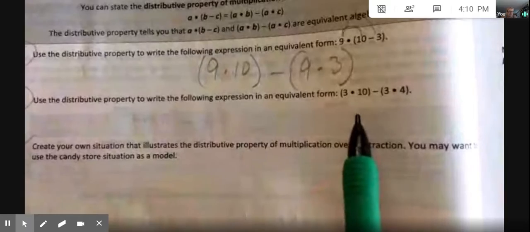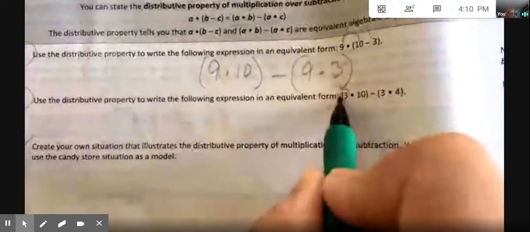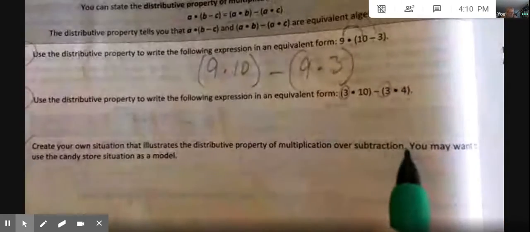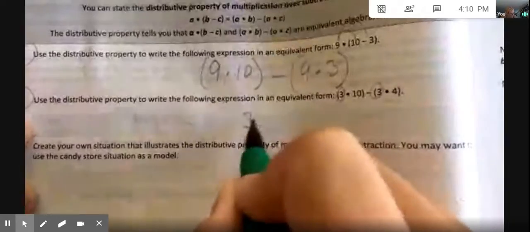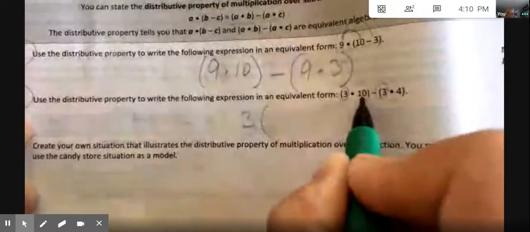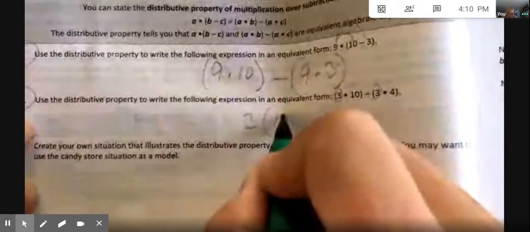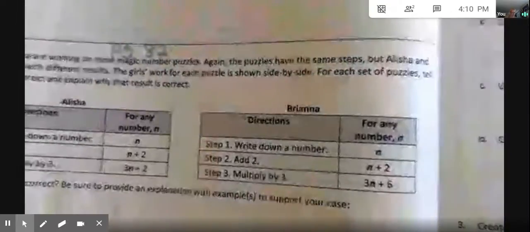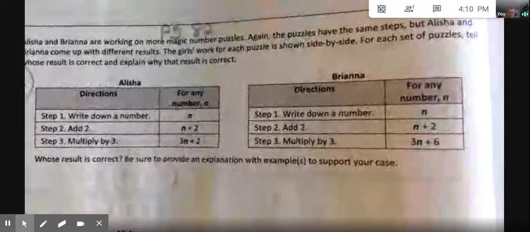And then for this one, we are going to be pulling 3 out of the parentheses. So we'll have 3 times 10 minus 4. Okay, and then it looks like jump over to page 82. And we're deciding who's correct again.